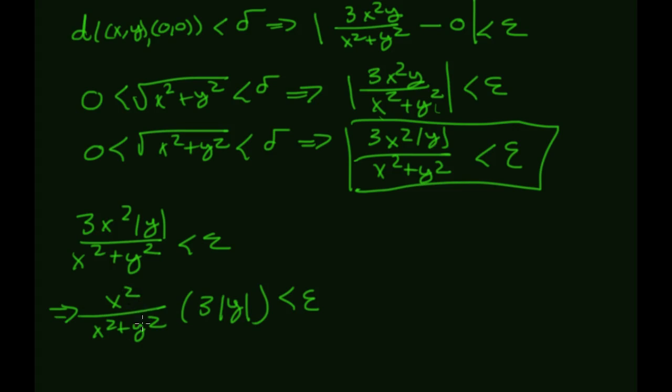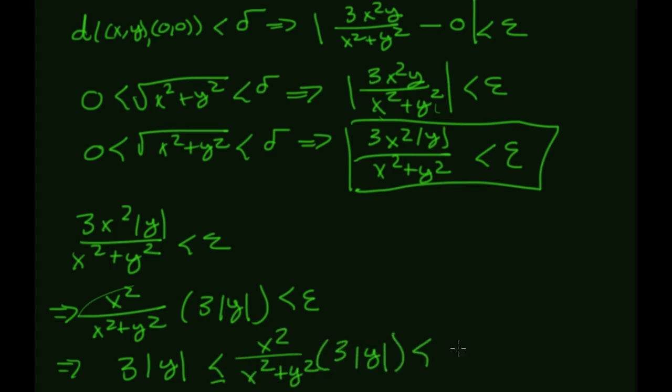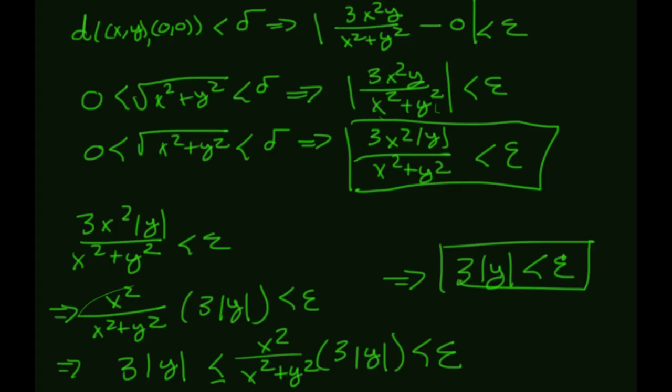if you look at it, has to be less than 1, because x squared plus y squared is bigger than x squared, and something smaller over something bigger is less than 1, which means that this thing makes this less than this. So this implies that 3y has to be less than or equal to x squared over x squared plus y squared times 3 times the absolute value of y, which is less than epsilon, right? So at this point, I now have that 3 times the absolute value of y has to be less than epsilon. Okay, so we're getting somewhere here.